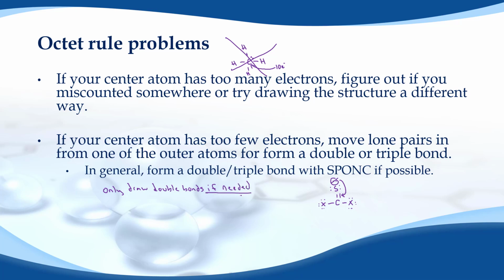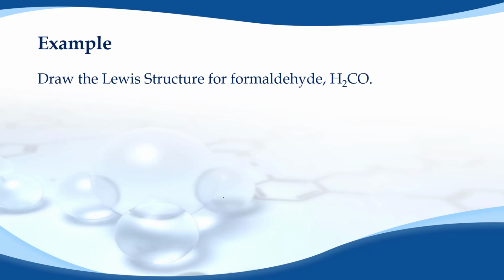So what we'll do is we'll do an example. And the example we'll do is formaldehyde, H2CO. So first thing I want to do is I'm going to take out my periodic table. We're going to add up the total number of valence electrons in this molecule. So hydrogen is in group 1, which means it has 1 valence electron. So there are 2 of them, so 1 plus 1. Carbon has 4. Oxygen has 6. So 1 plus 1 plus 4 plus 6 is 12. I get 12 electrons to put in this structure, no more, no less.